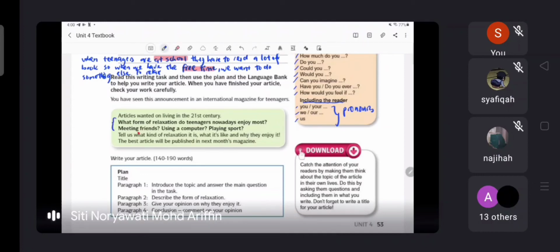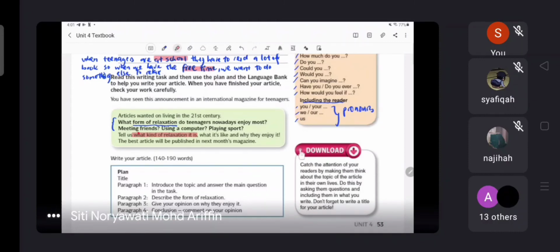Okay, sekarang ni form of relaxation, cara untuk relax, cara untuk de-stress, cara untuk release tension, macam itulah. Okay, so there are three options that you can choose from. 1, meeting friends. 2, using a computer. 3, playing sports. Okay, tell us what kind of relaxation it is. Then you choose lah, meeting friends ke, using computer ke, playing sports.